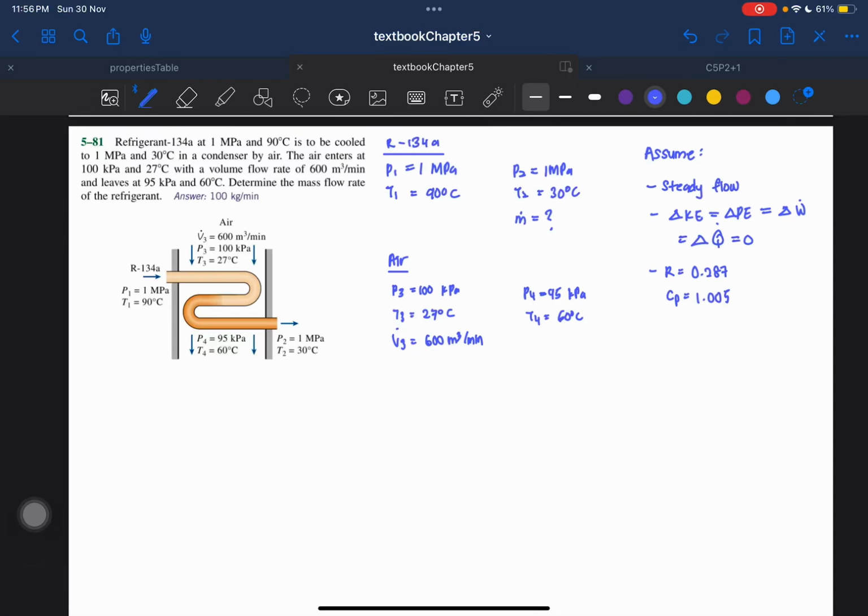Hi, so today I'll be explaining this question. For this question, I already mapped out all the info that is given to us, and this question wants us to find the mass flow rate.